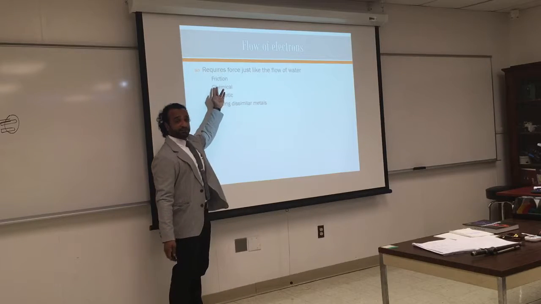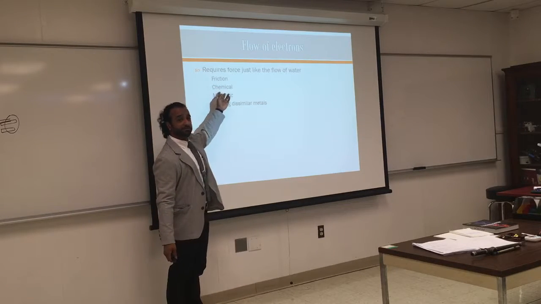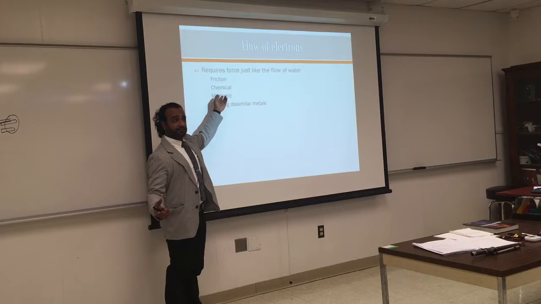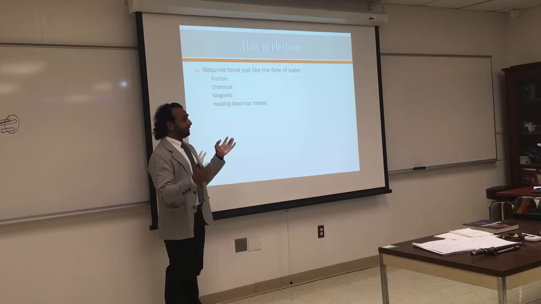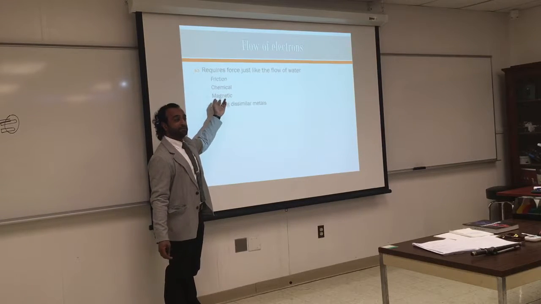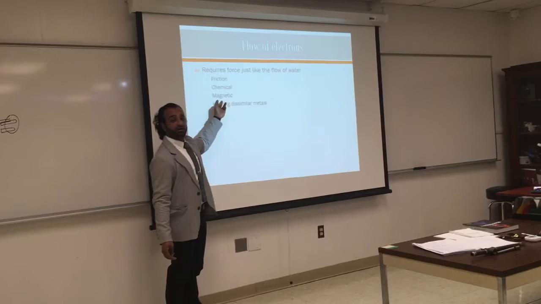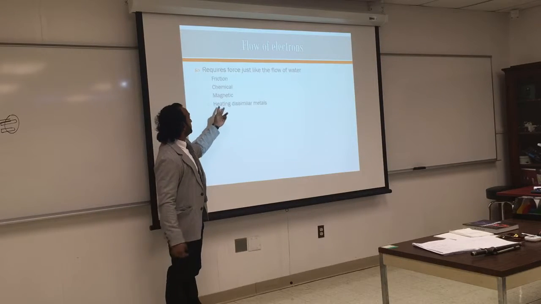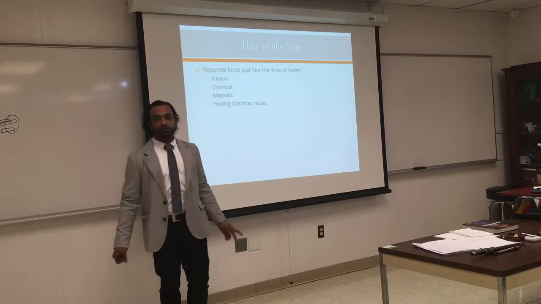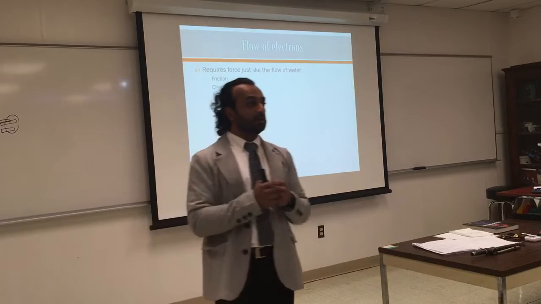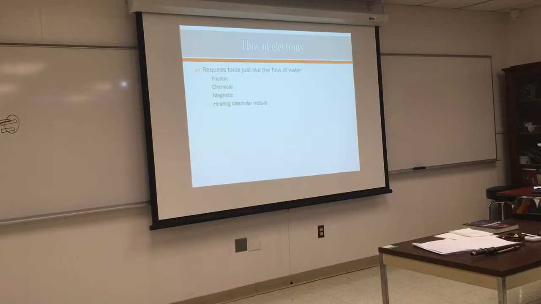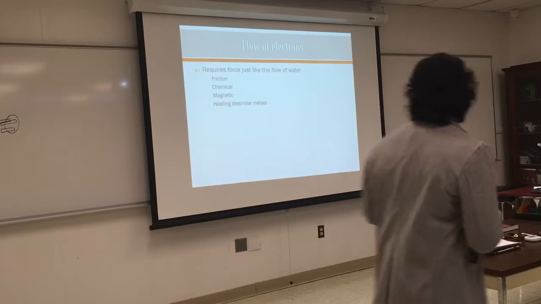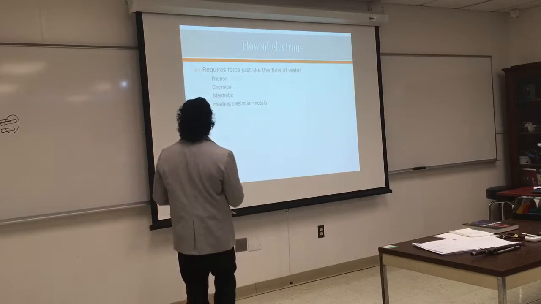It happens through friction. That's static electricity. Chemical, like battery. Got it? Battery is chemical. Two chemicals combining, making electricity. Magnetic. Dominic says magnetic. That's when we use a generator. It's magnetic, and it's based on induction. Heating similar metals. Somebody realized that when we heat two metals that are different, they generate a small amount of voltage. Is it enough to power a light bulb? Maybe. Is it enough to power an AC? No. Okay? So these are the 4 ways to generate electricity.